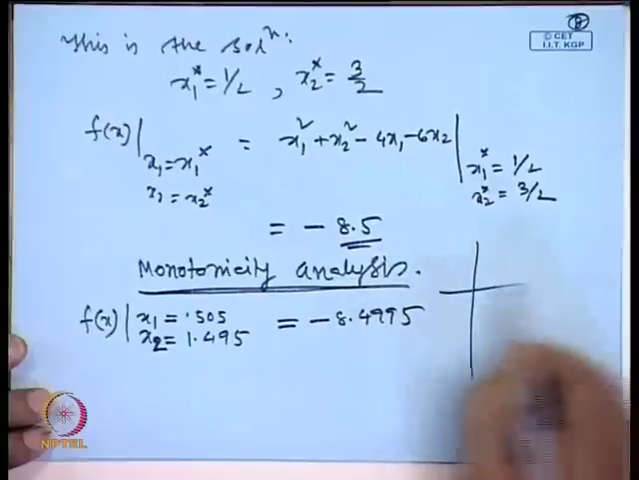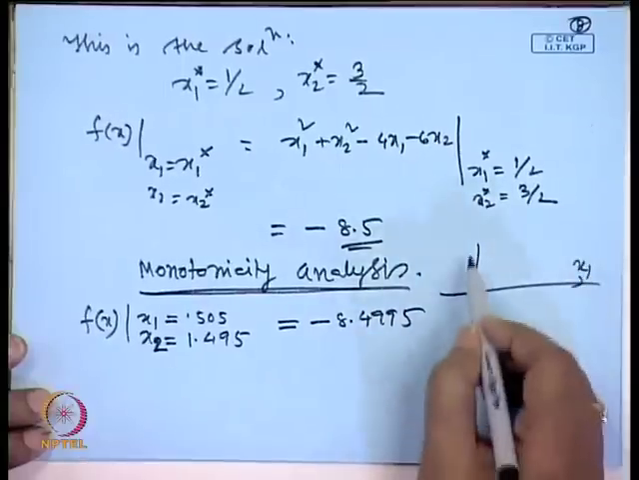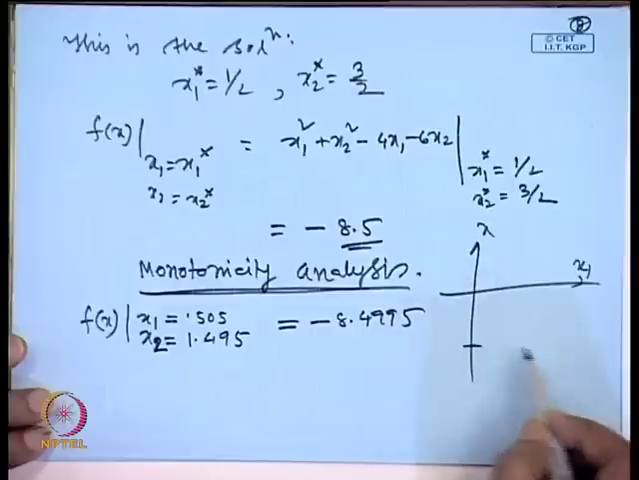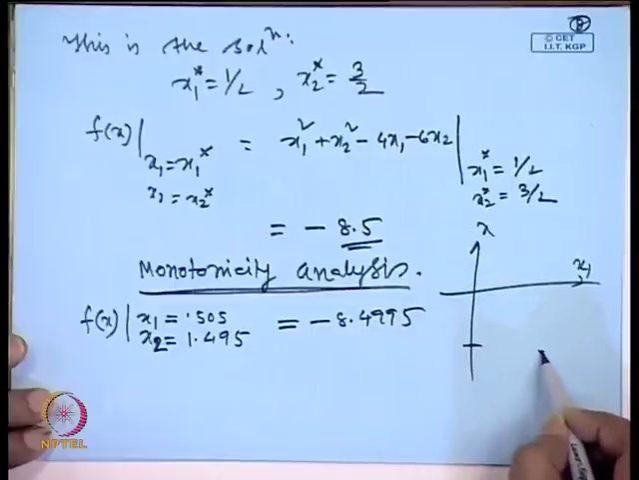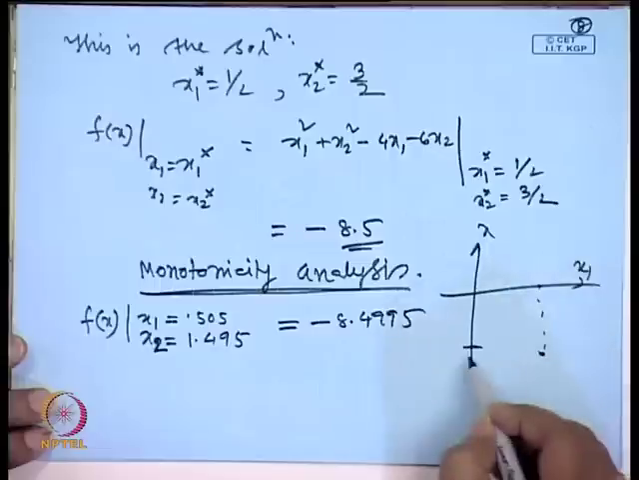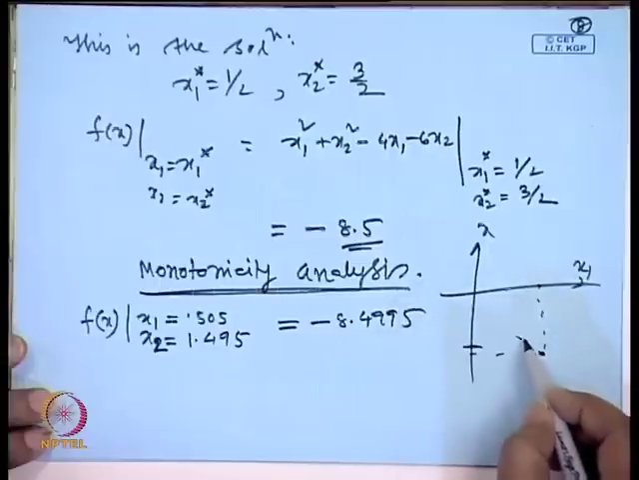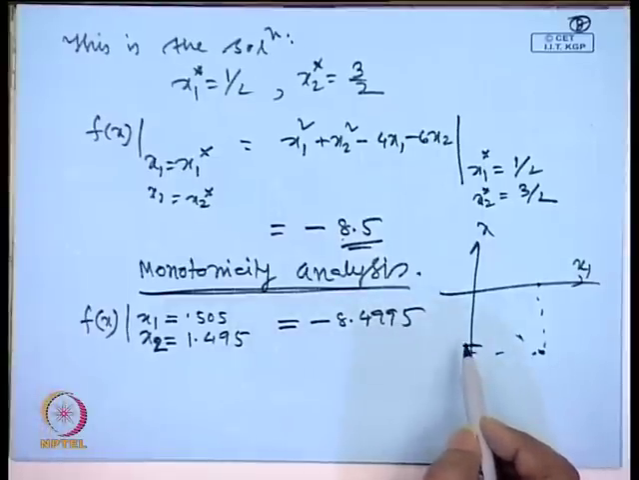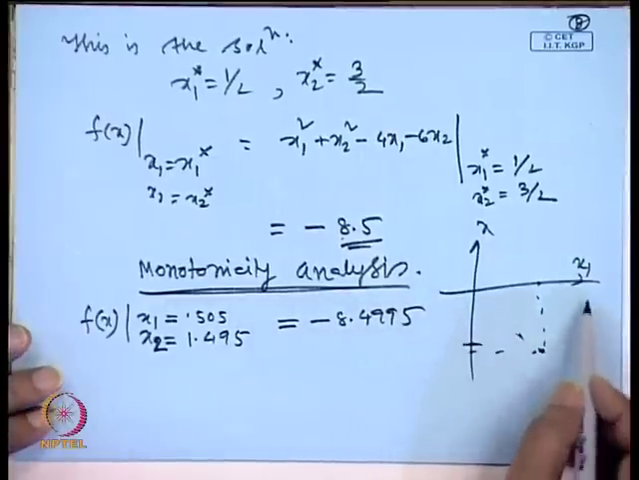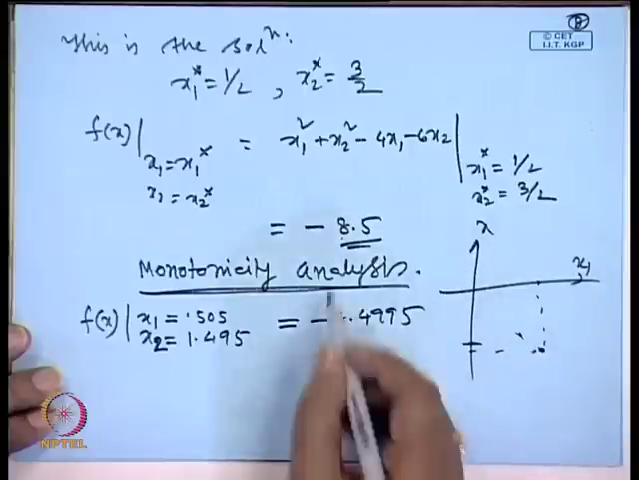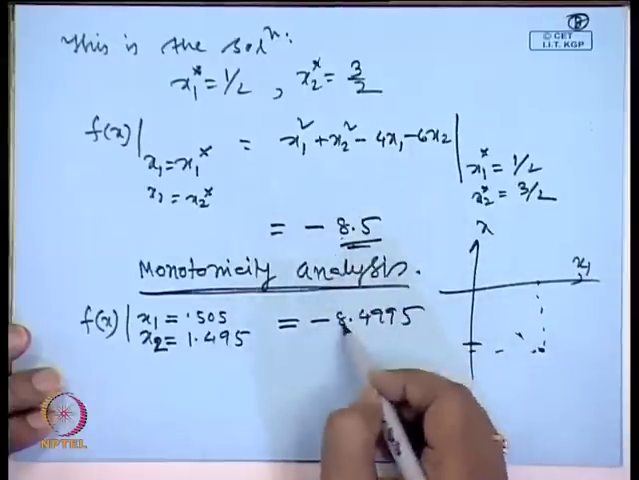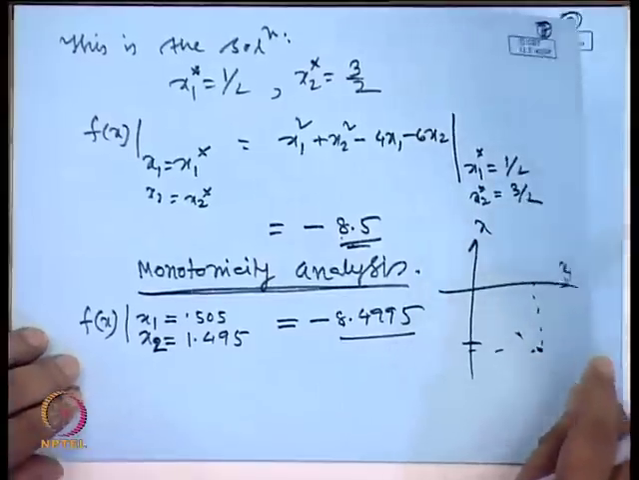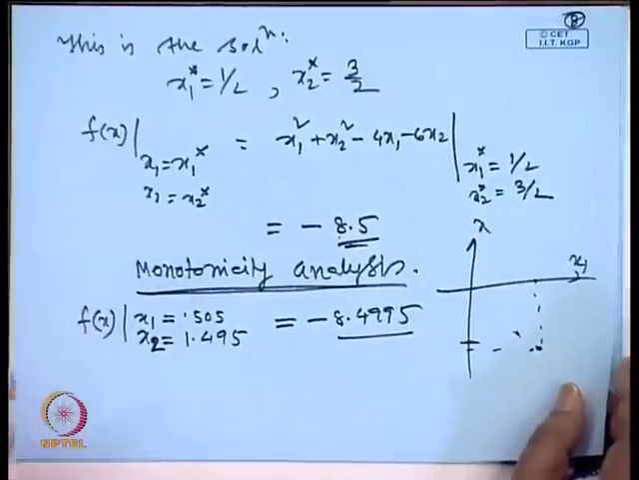If you see in the x1 and x2 dimension, this is corresponding to 8.5, agree? Then this is 8.495, agree? That means this function value is increased from here to here. So this indicates that this gives a minimum value of the function. Also, we will check through the necessary and sufficient conditions of the KKT condition.